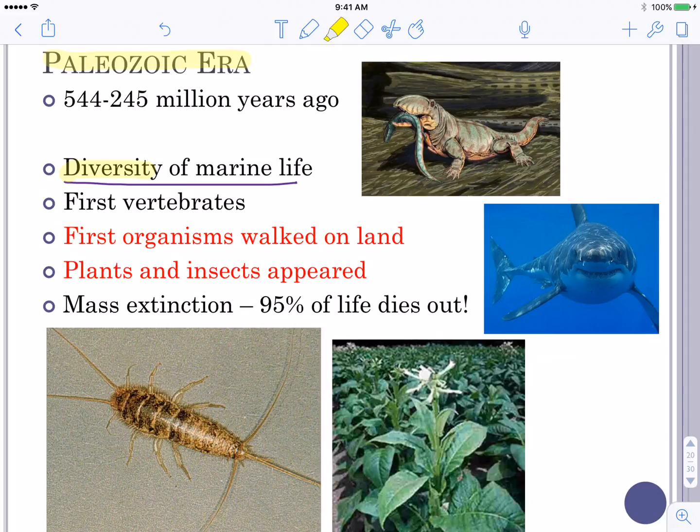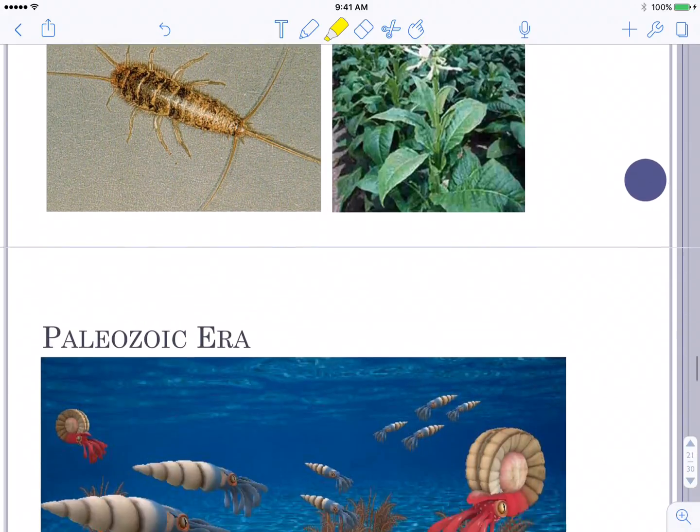waters. This is also the era where we see the first organisms start to walk on land, and plants and insects are going to appear. So while the majority of life was still in the sea, and while we saw a great amount of diversity in the sea, we see this actually moving out onto land. And that's important when we see plants and insects coming around.